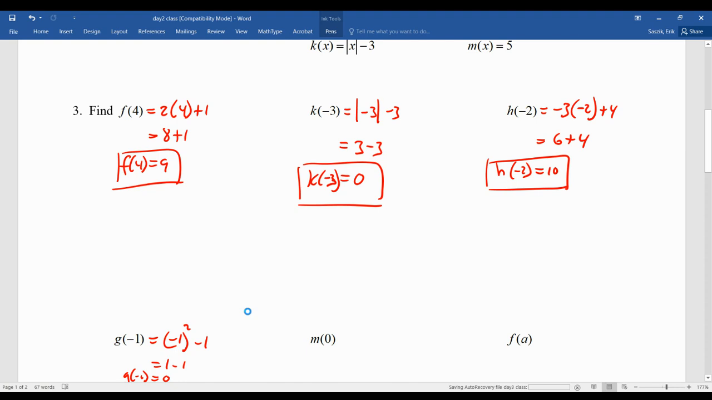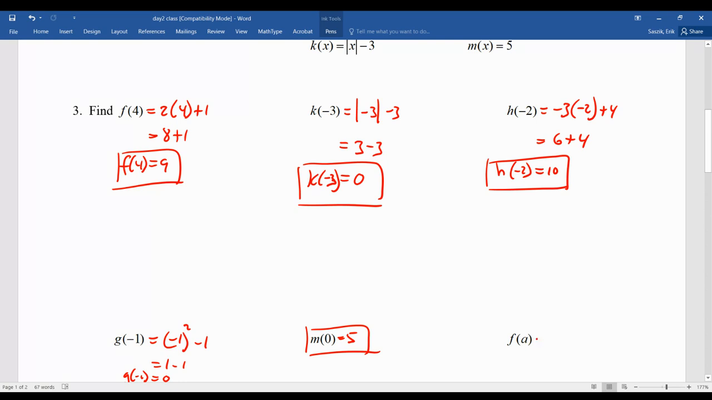Now, m of 0, this is an interesting one. Notice how it's not a typo here. M of x is 5, but there's no x over here to plug anything into. So m of 0 is just 5. It's just this constant value. That means m of a million would be 5. M of negative 2 would be 5. M of cloud would be 5. M of lightning bolt would be 5. It's just 5, no matter what you stick in there, because there is no x to change it.